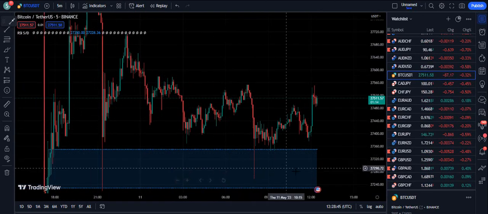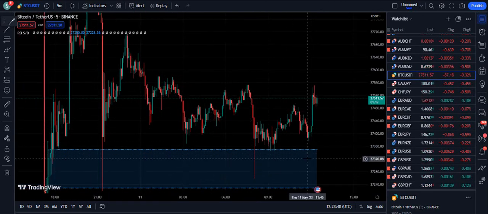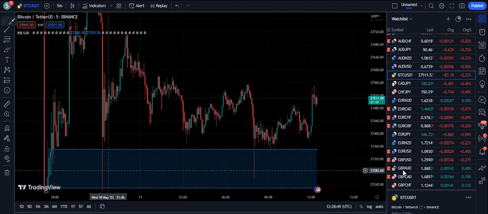Now look at Bitcoin USD. This is the demand area. So buying positions from these levels can be considered in a very nice way.